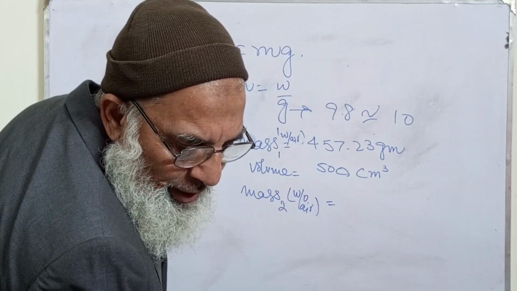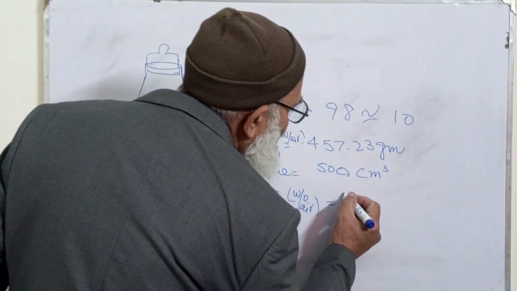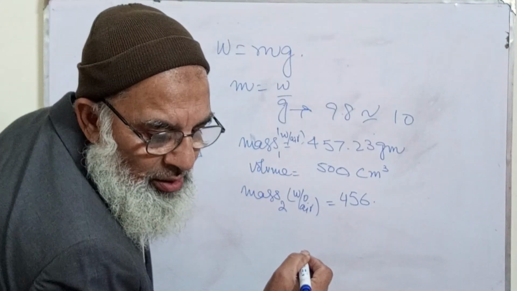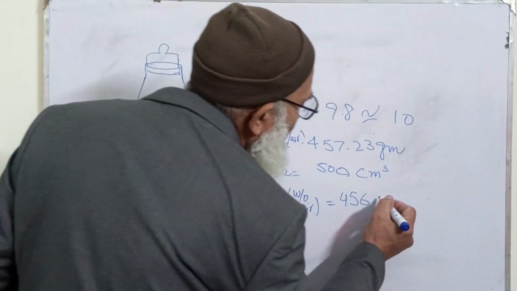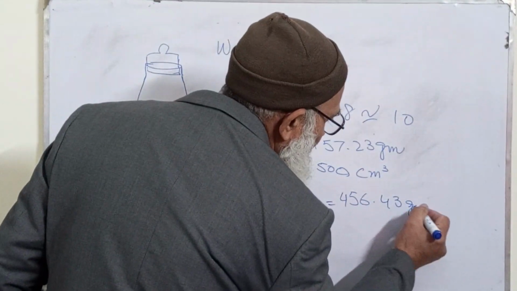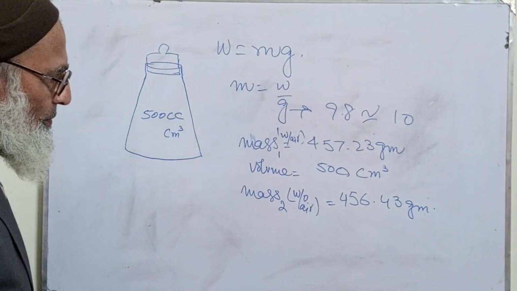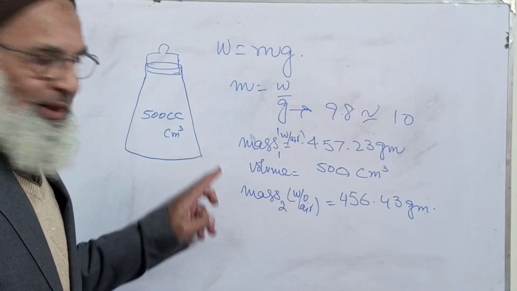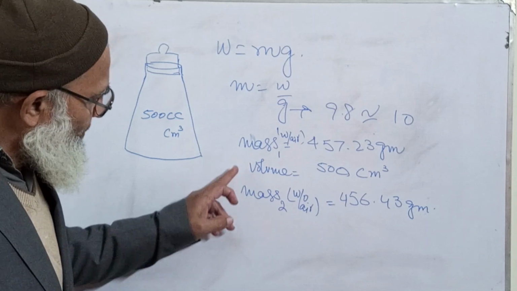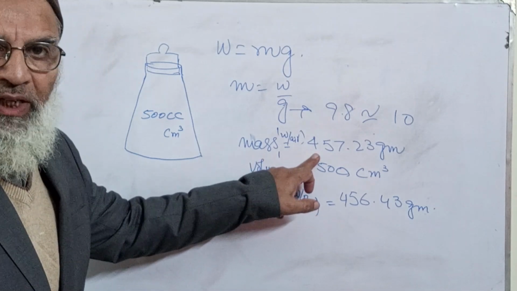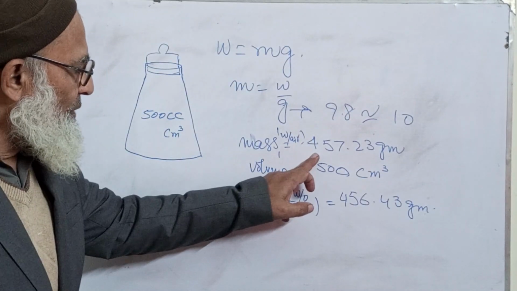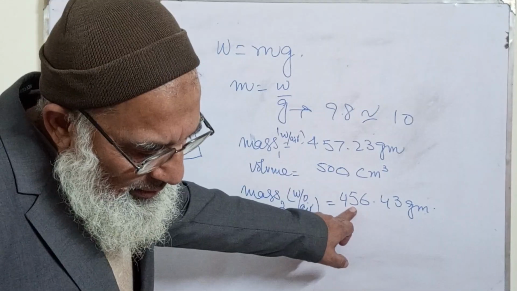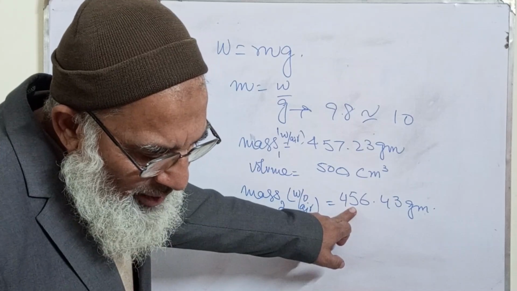So it has become 456.43 grams. Now you can see that air has some mass, because when the air was filled in the conical flask, the mass was this. When the air escaped, the mass was this. Now, what is asked? What is the best estimate of the density of the air?